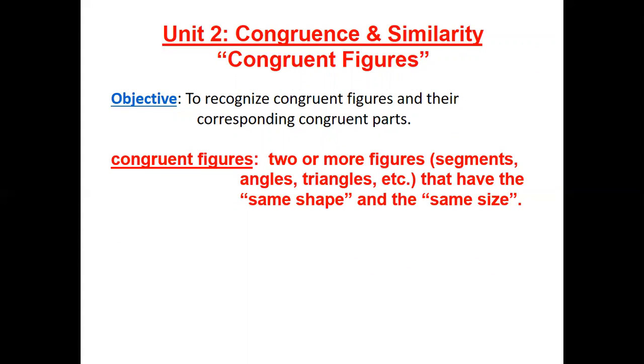Congruent figures are two or more figures, segments, angles, triangles, and so on, that have the same shape and the same size. Once we have the same shape and the same size, this guides us to know that the two figures are congruent, whether we are talking about two line segments, two angles, two triangles, or two polygons. And the symbol of congruence, like you see here in front of you, is related to this.